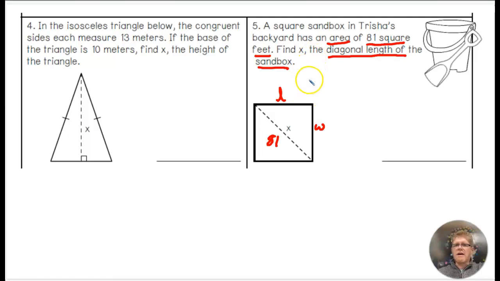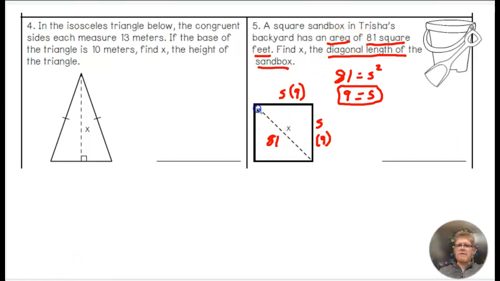So I know that the area is 81 square feet, and since we know it's a square, the length and the width are the same. So this is the side, and this is the side. So I know that 81 is equal to the side times the side, or the side squared. What times itself gives me 81? That would be 9. So s squared is equal to 81, so s then is equal to 9. Now that's important. That means I know that this is 9 feet, and I know that this is 9 feet.